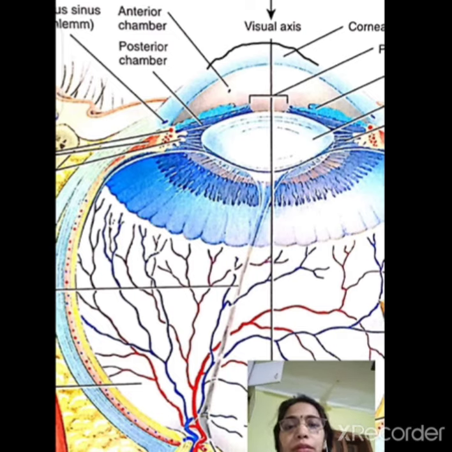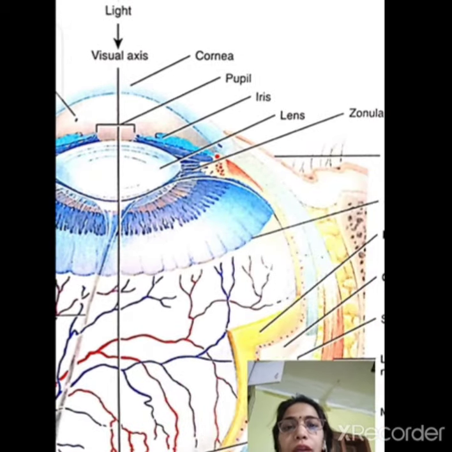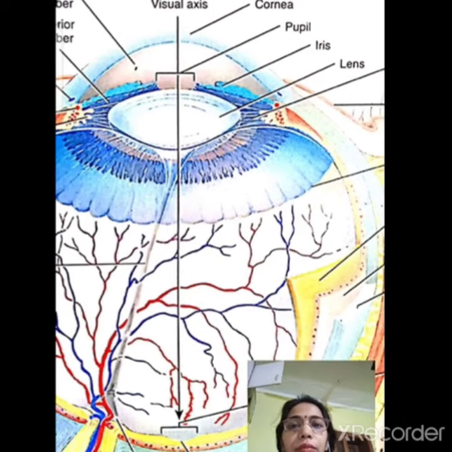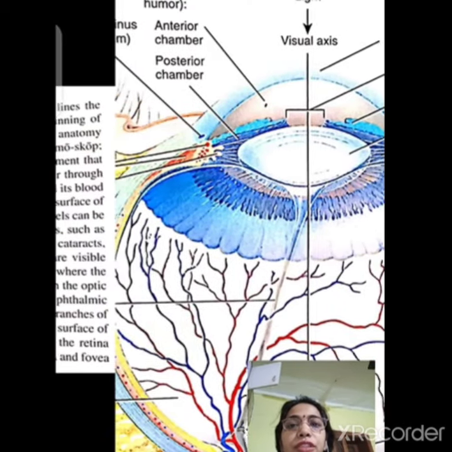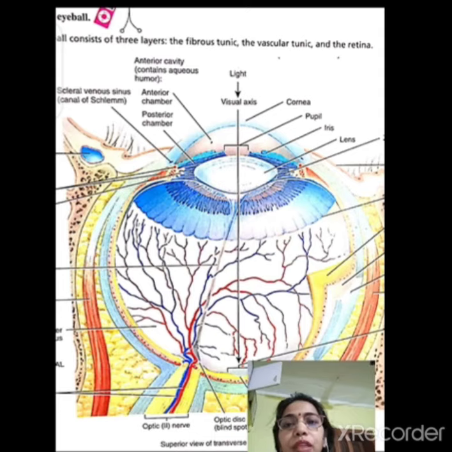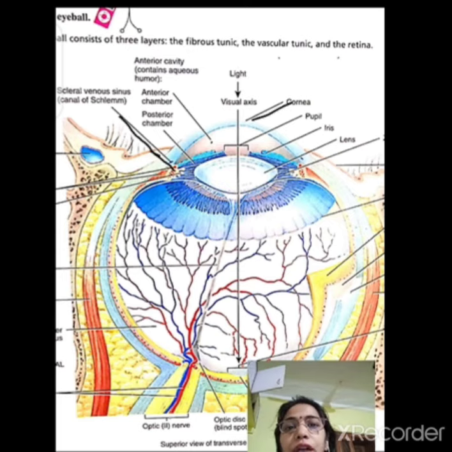And the posterior sclera. The structure which is present at the back is the posterior sclera. You can see this is the sclera. So this is the cornea, and this is the sclera.